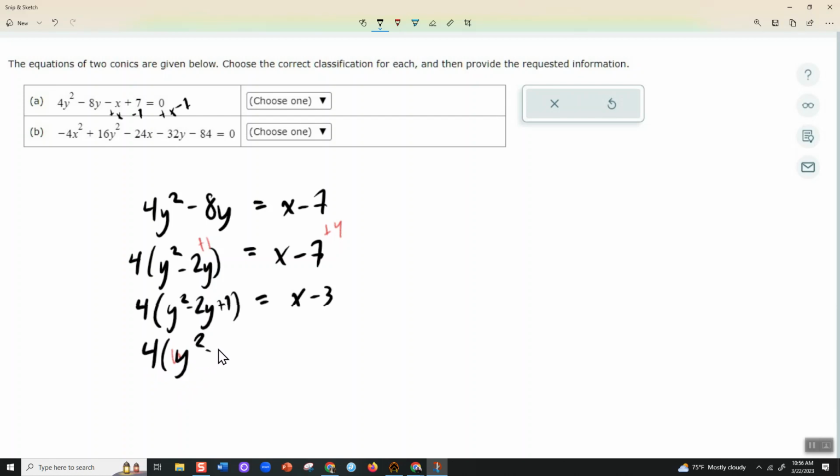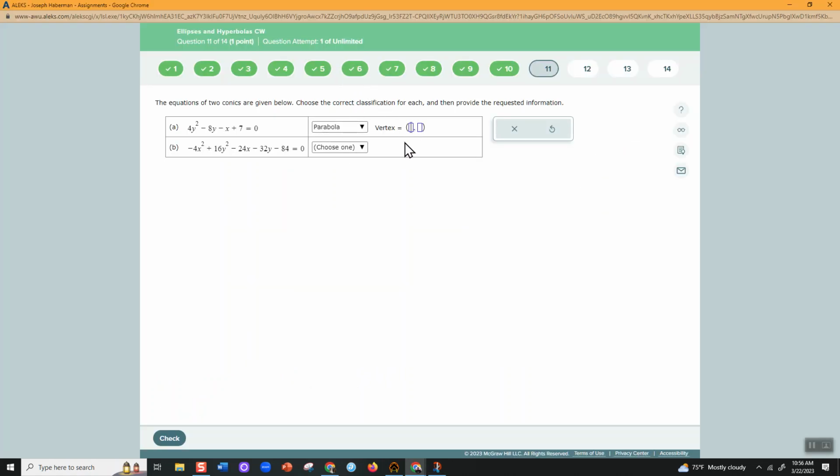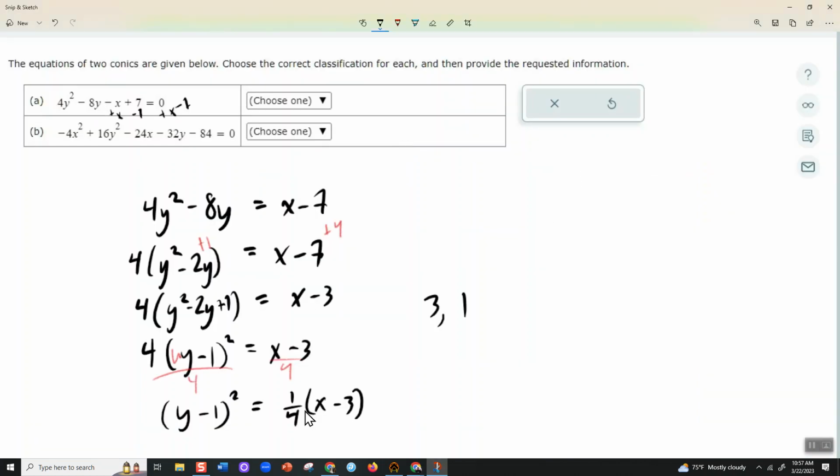4 times y squared minus, let me complete the square here. This is going to be 4 times y minus 1 squared equals x minus 3. And I'm going to divide by 4 on both sides. And I get y minus 1 squared equals 1 over 4 times x minus 3. So I'm going to have my vertex at 3, 1. 3, 1. Always x with x, y with y. 3, 1. I'm not going to show the other way for the sake of time. Let's take a look at the second one here.